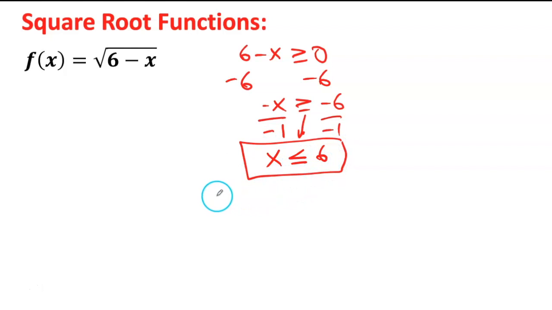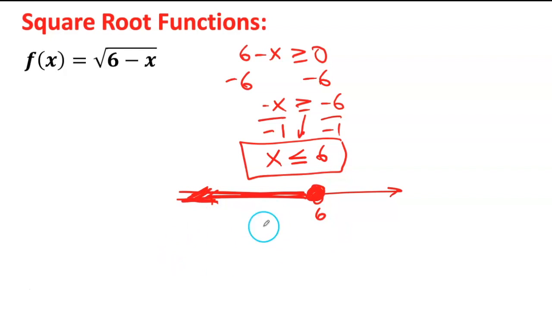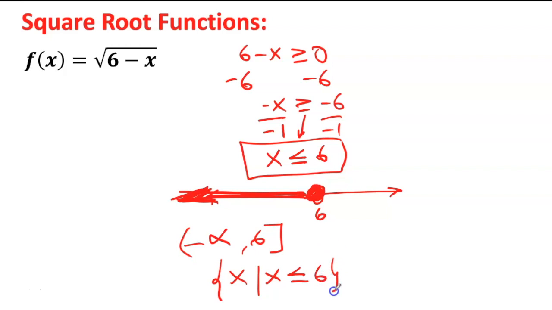Now my inequality changed. So let's graph this. I have 6 here, which is included, so solid or shaded, and the x has to be less than or equal to 6. Therefore, I'm going to the left. And now this is my domain. Now let's write this in interval notation. So the smallest values to the left is negative infinity, all the way up to 6. Infinity, always parentheses, 6 is included, so I put a bracket. This is interval notation. Set notation: x such that, bring the inequality, x is less than or equal to 6.